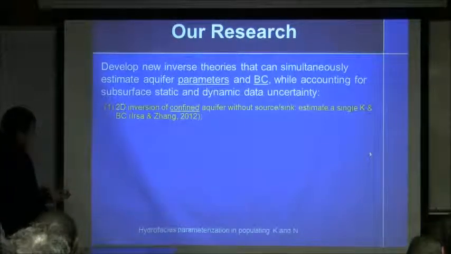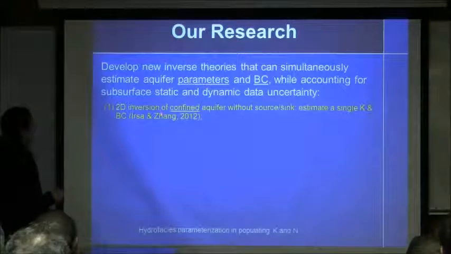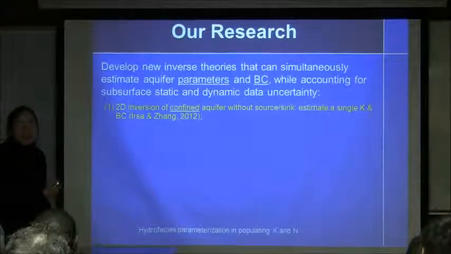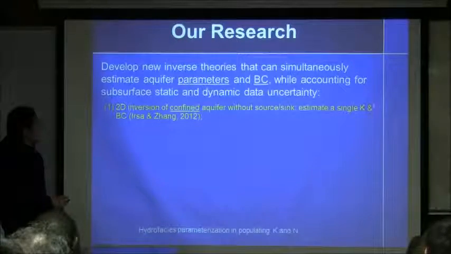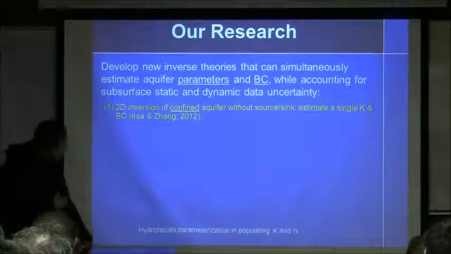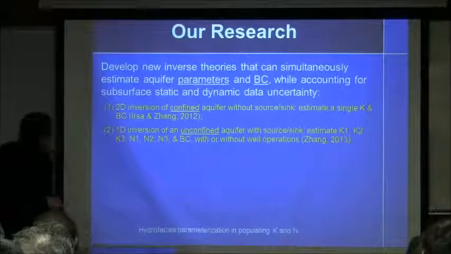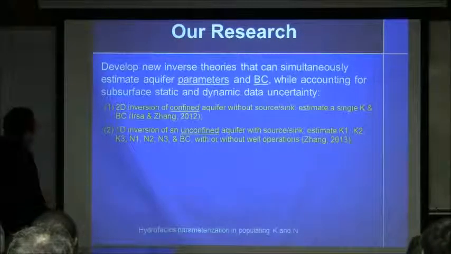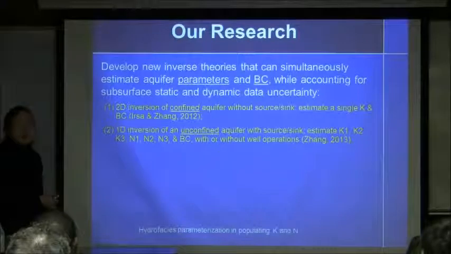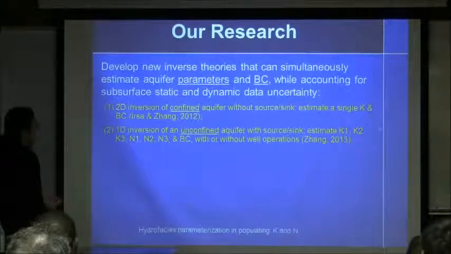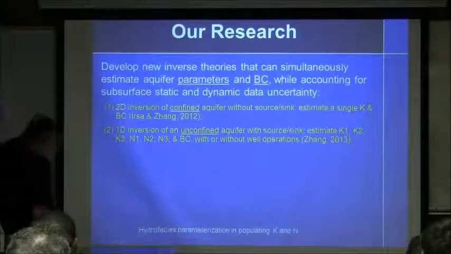These are the series of studies we've done. We did a 2-dimensional inversion of a confined aquifer first. Confined aquifer equations are simpler, without source sink, which means no leakage, no well effect. Then we figured out a way to estimate a single conductivity and boundary condition. That's work we published last year. Recently, just last winter, I did a study of inverting an unconfined aquifer with source sink effects, with or without wells, where I simultaneously estimated multiple conductivities, multiple recharge rates, and boundary condition.